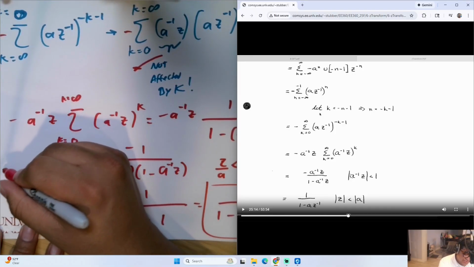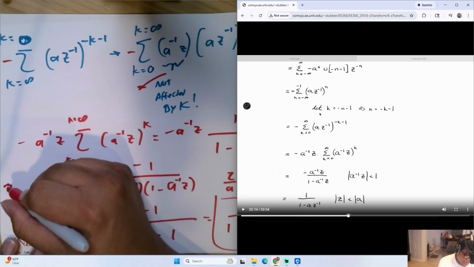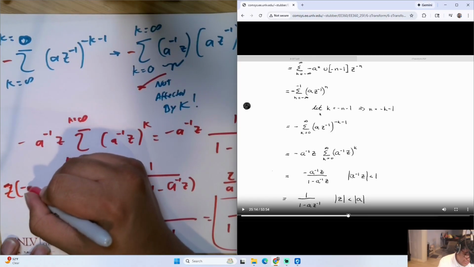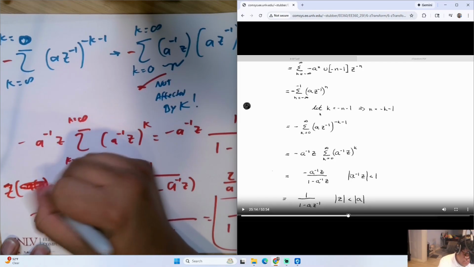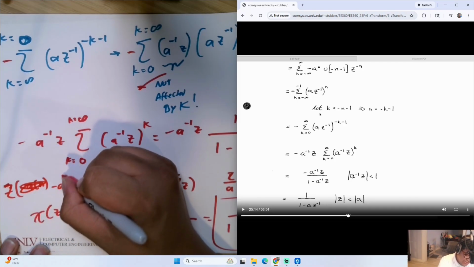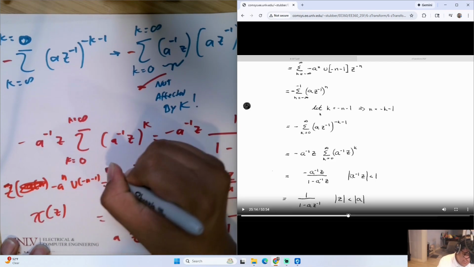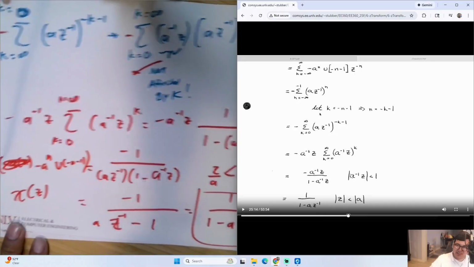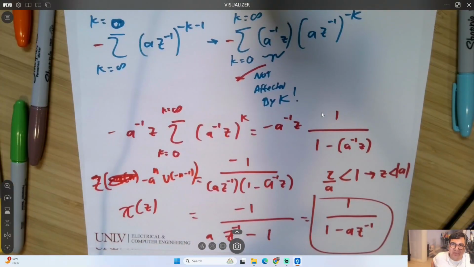of our original signal, which was the z transform of minus a to the n u of minus n minus 1. Oh gosh, that was a big hoopla right there.